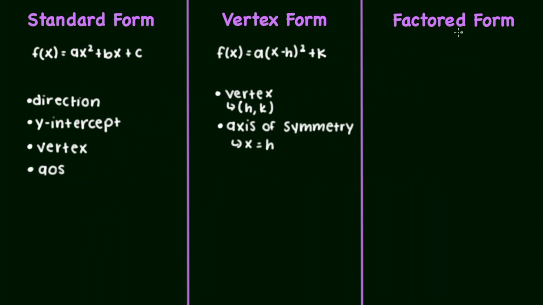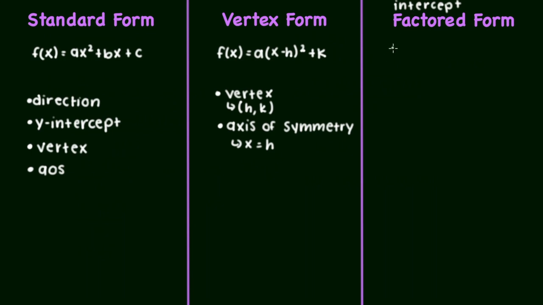Now, the last form is called factored form, but some people also refer to it as intercept form. That's because having the equation's factors easily tells us the x-intercepts of the equation. Just set each factor equal to 0 and solve for x to find the x-intercepts.